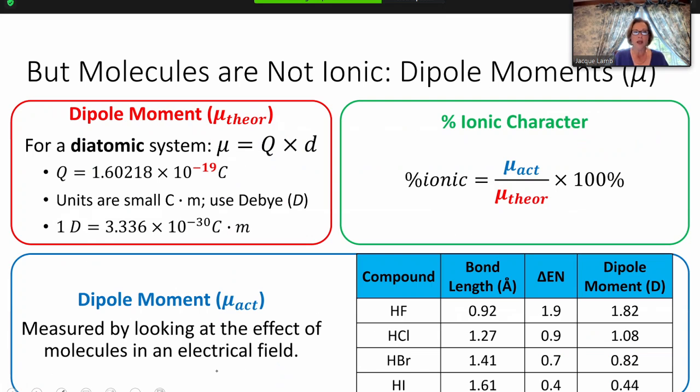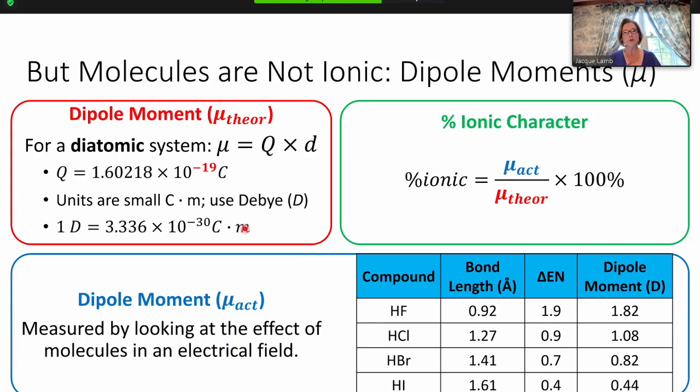But molecules are not ionic. They are dipole moments, and dipole moments, mu, are for a diatomic system equal to Q times D. Q is 1.60218 times 10 to the minus 19th coulombs. Remember, coulombs is our unit of charge. The distances are very small because we use the Debye unit. 1 Debye is equal to 3.336 times 10 to the minus 30 coulomb meters.